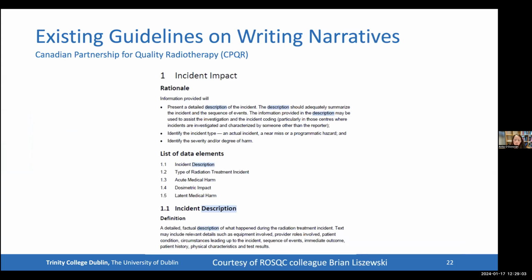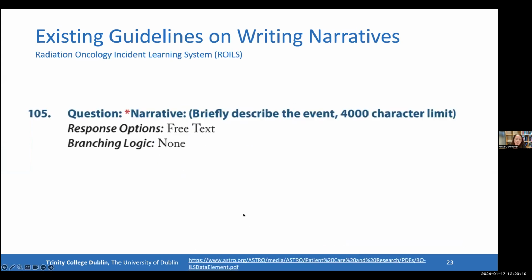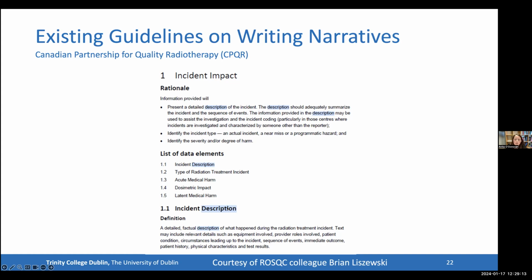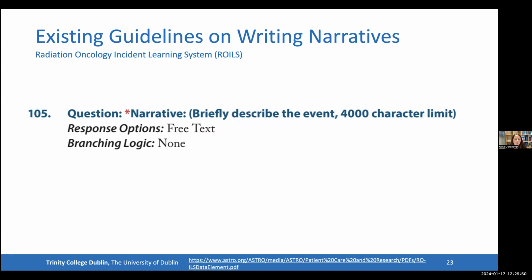This is from the Canadian reporting and learning system, from one of my colleagues, Brian, who kindly provided this information. In terms of what should be included, the description should adequately summarize the incident and the sequence of events, and it can be used afterwards for investigation. At the bottom here: a detailed factual description of what happened during the radiation treatment incident. Text may include relevant details such as equipment involved, provider roles involved, patient condition, circumstances leading up to the incident, sequence of events, immediate outcome, patient history, physical characteristics, and test results. This is one of the more detailed guidances that exist, and again, a lot of these were included in our final recommendations.